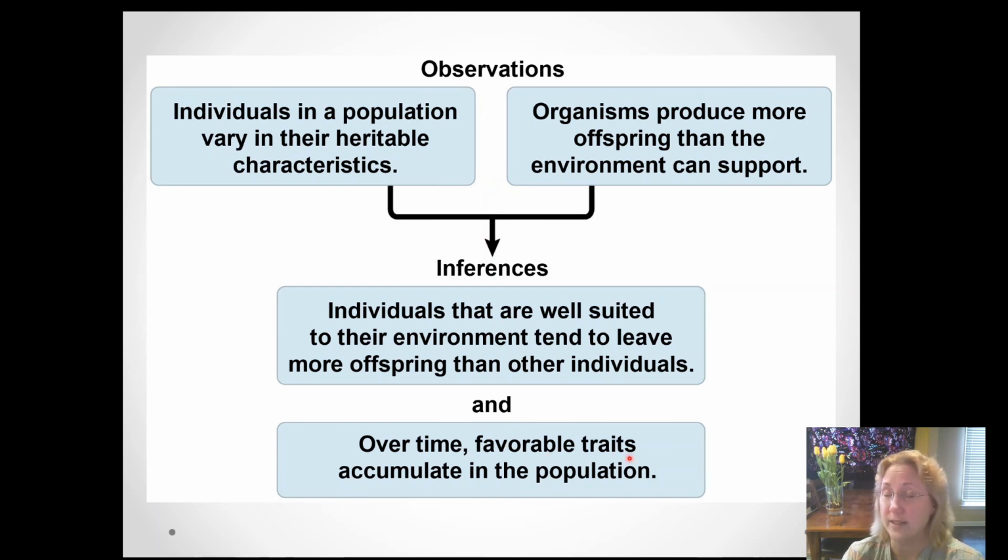New traits that appear that are favorable help that individual survive and reproduce. Those traits are going to accumulate and become abundant in a population, and other traits that are less favorable are going to die out.